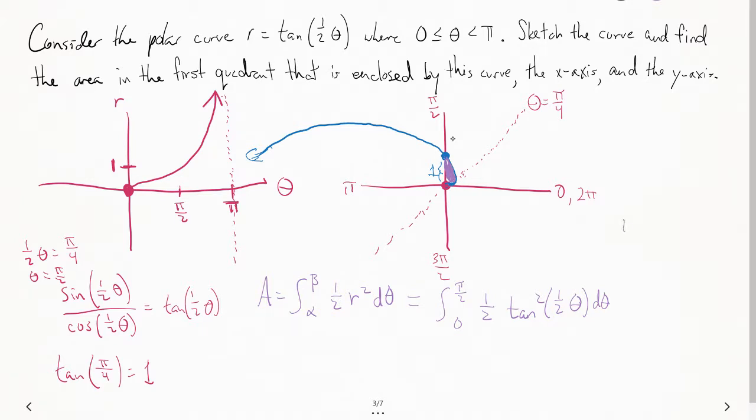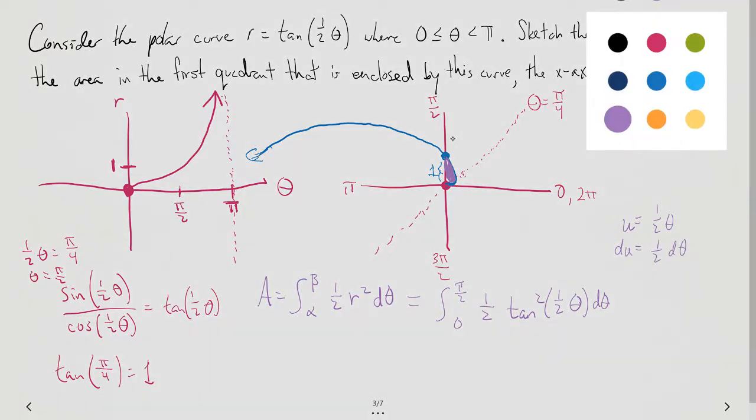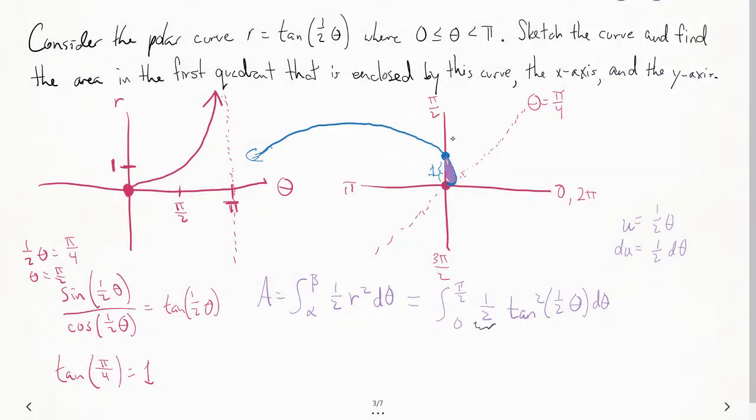And so now if we were to solve this, what do we need to do? Well, we need to use a u substitution. So you get u equals 1/2 theta. That means du equals 1/2 d theta. And luckily we actually have both of those values. So sometimes you can pull out the constant, but notice there's the 1/2 and there's the d theta.